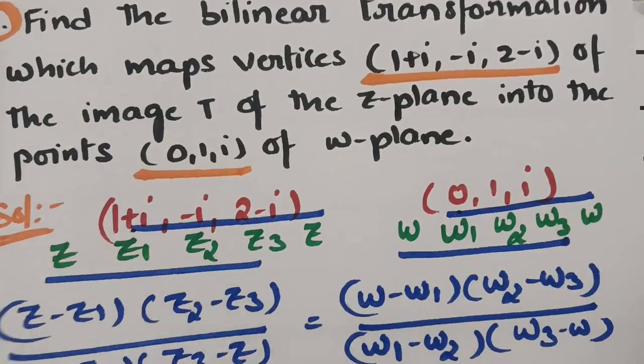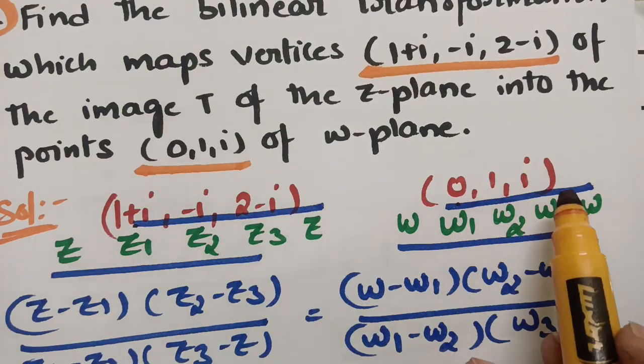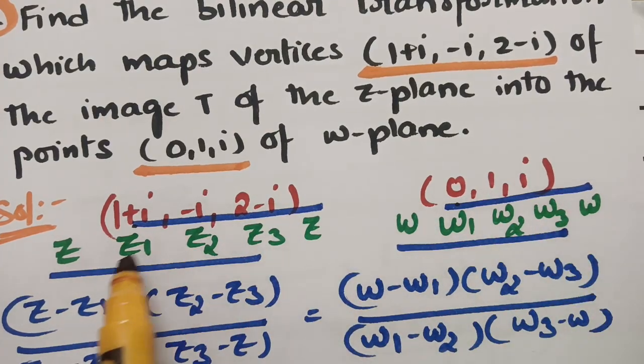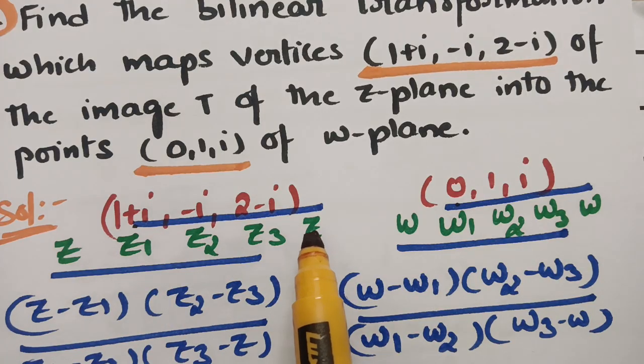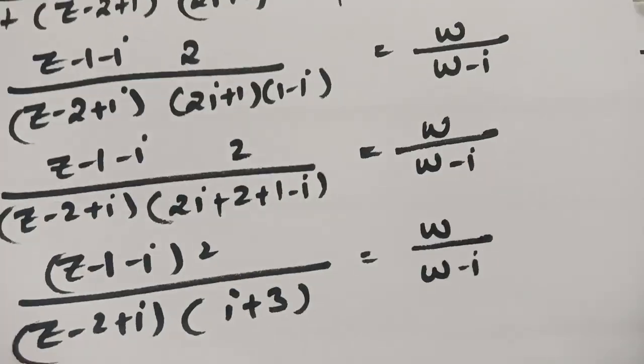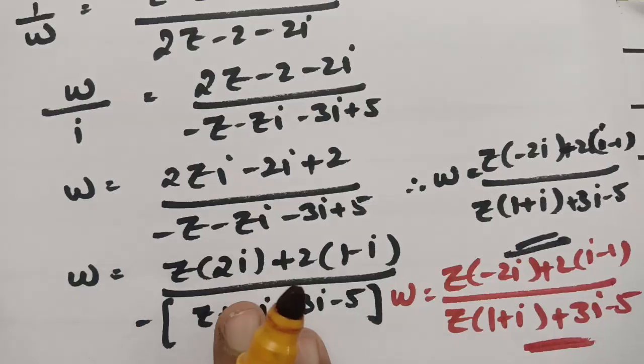See, as usual, we have to take these 4 points and these 4 points here. First of all, we have to take the 4 points in the numerator, and later we have to take the next 4 points in the denominator. Likewise, we have to substitute each and every value. So after substituting each and every value, this will be the final answer.